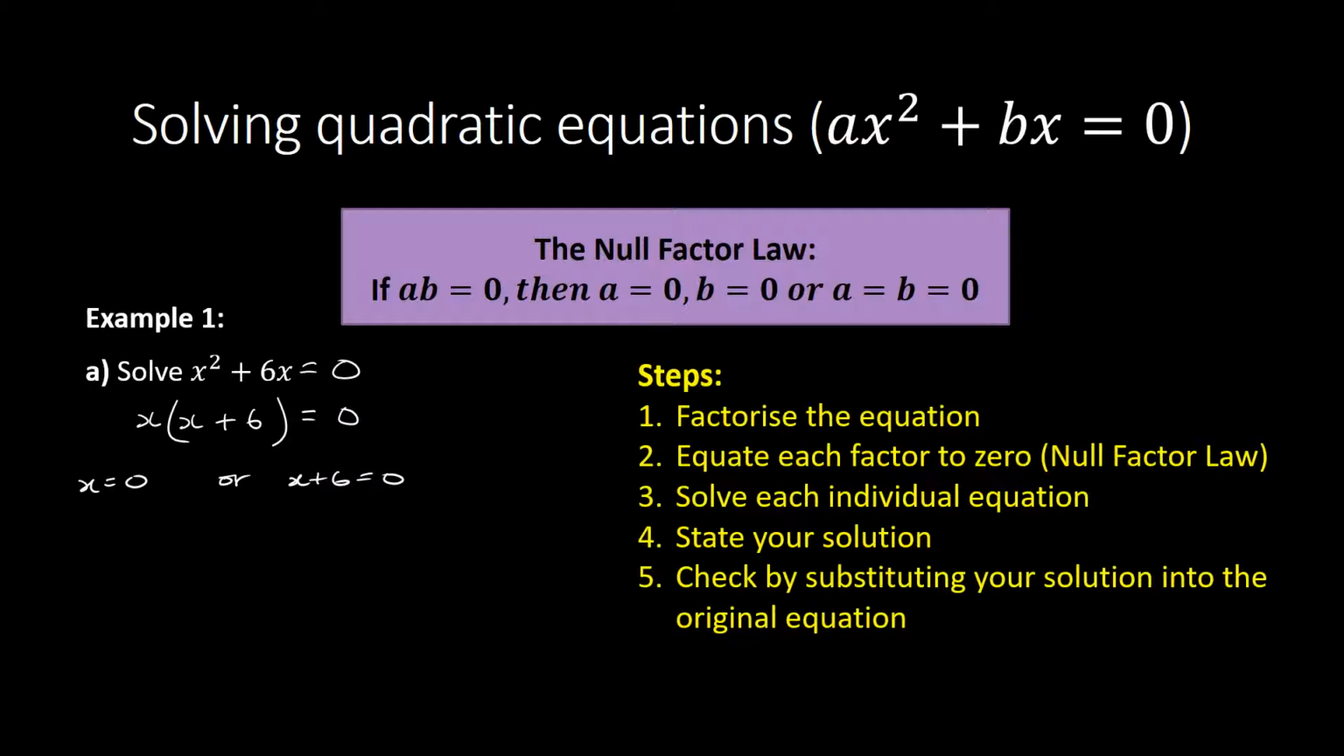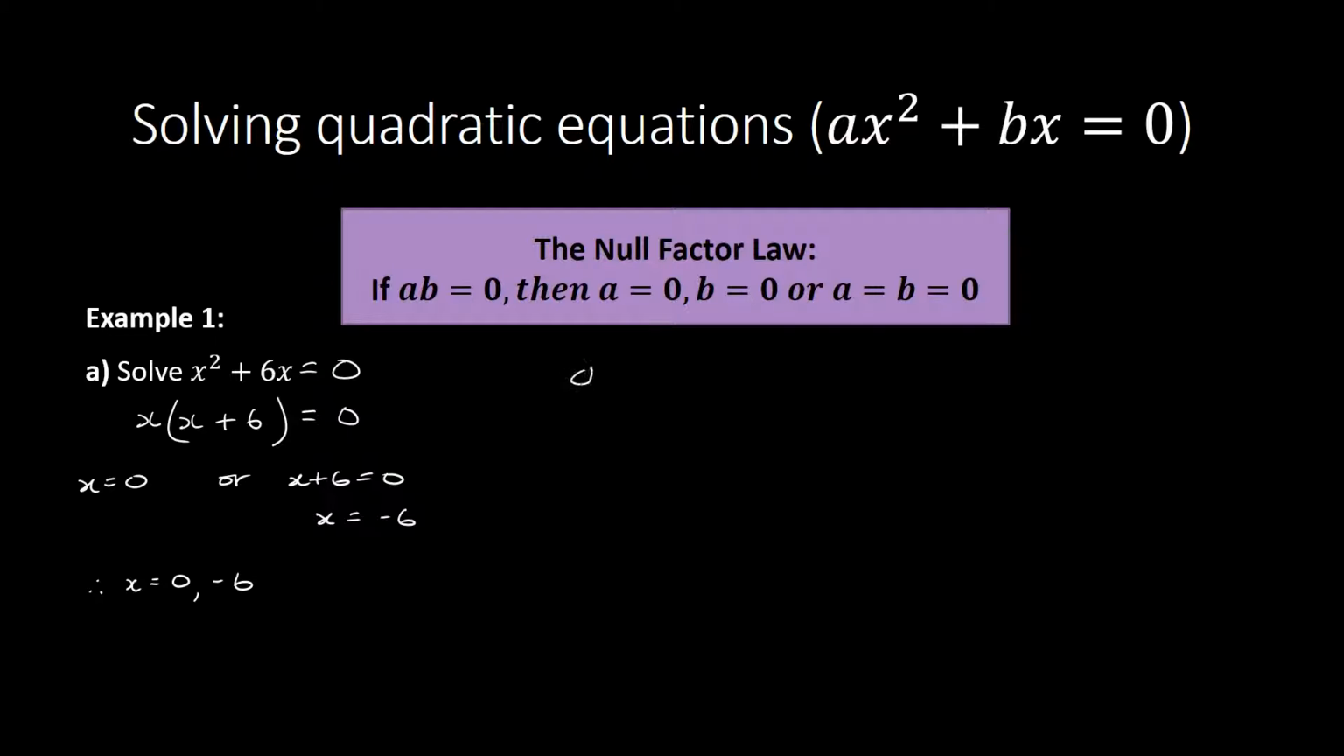That first one, x equals 0, is already solved. Let's look at the second one here. x plus 6 is equal to 0. Subtract 6 from both sides. That means x is equal to negative 6. Step 4, state our solution. Therefore, x is equal to 0 or negative 6.